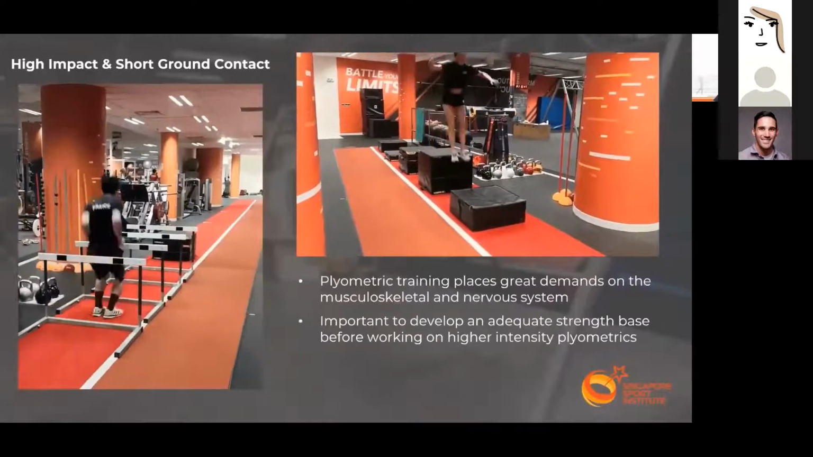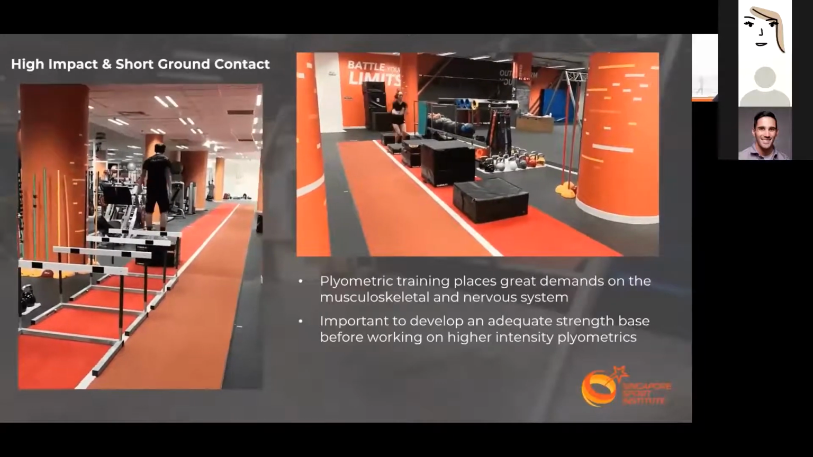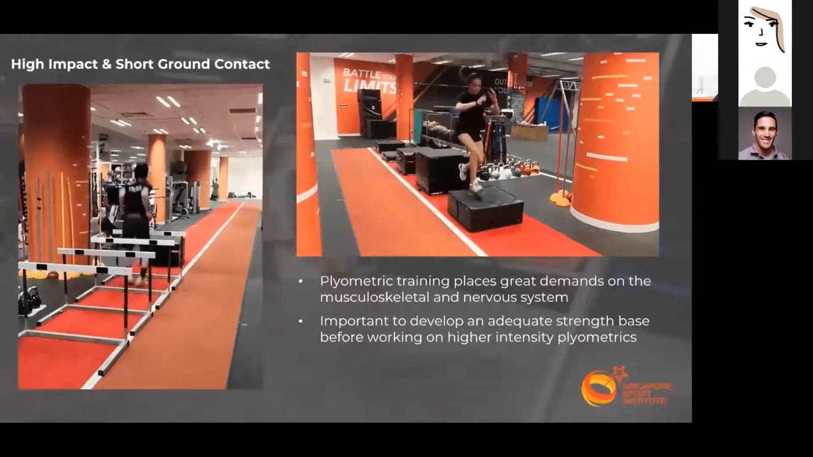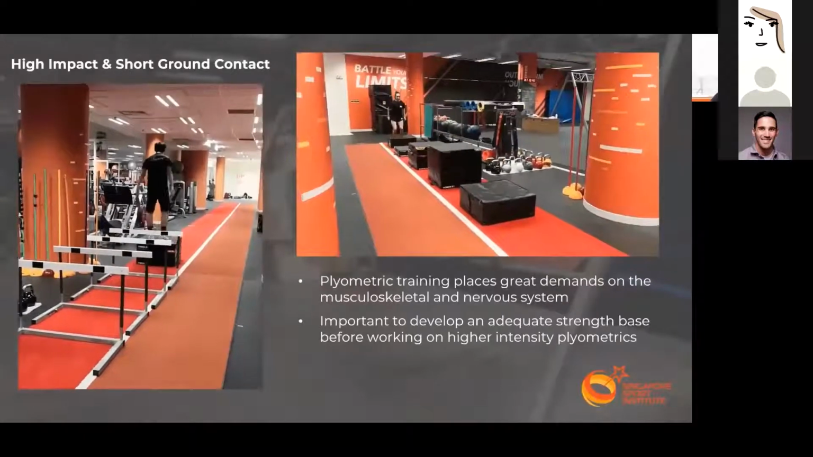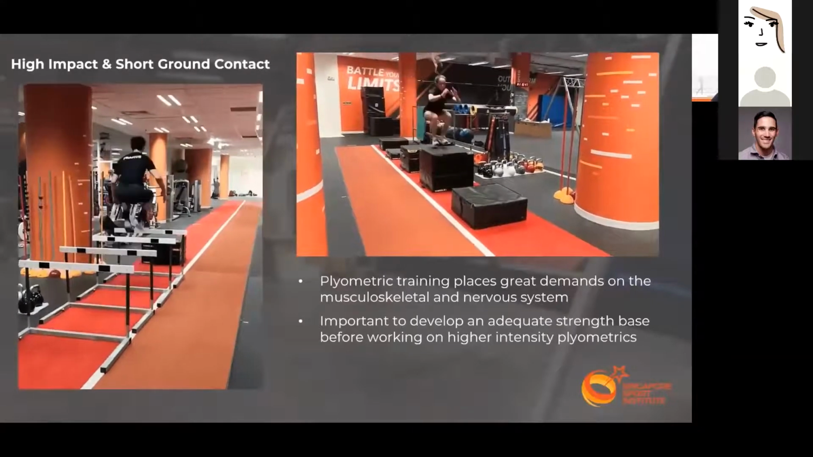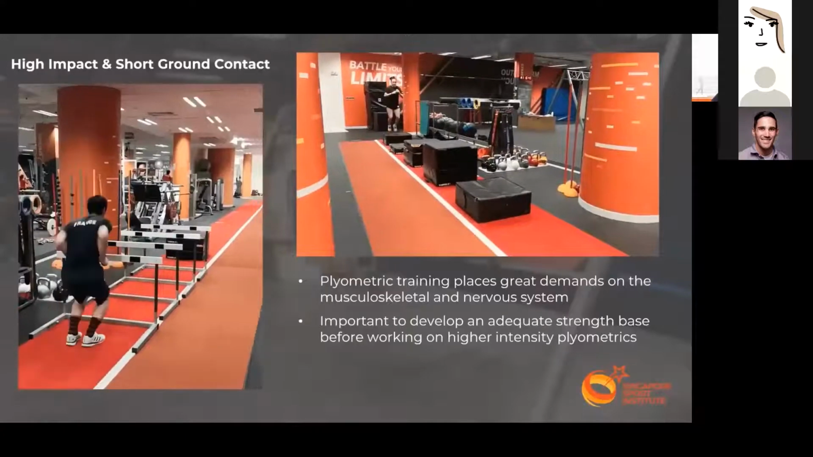So what we know is that plyometric training places great demands on the musculoskeletal and nervous system, in that relevant tissues and the nervous system need to respond rapidly to quickly applied forces. Therefore, it is important to develop an adequate strength base and a progressive plyometric training program to allow one to adapt to the demands placed on the system.